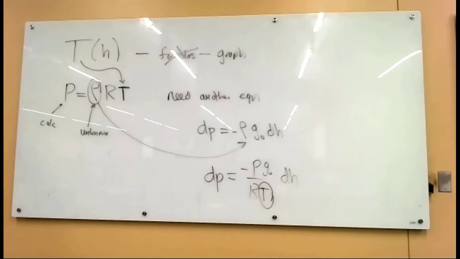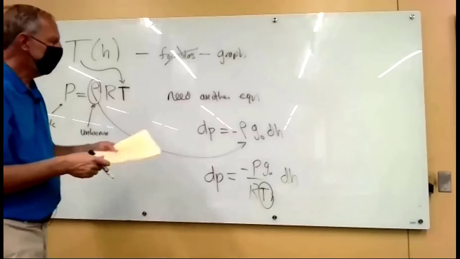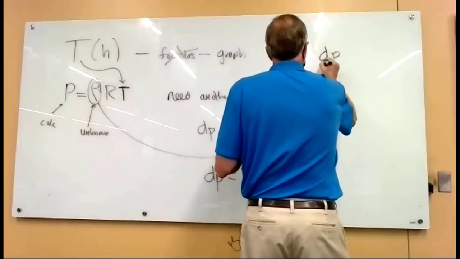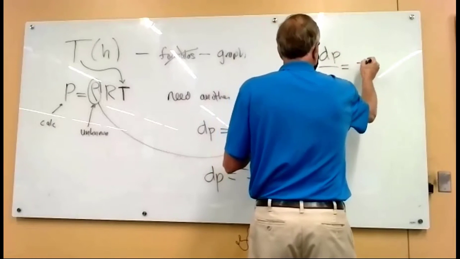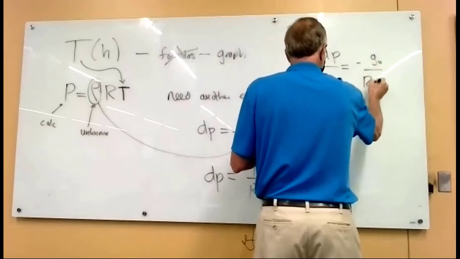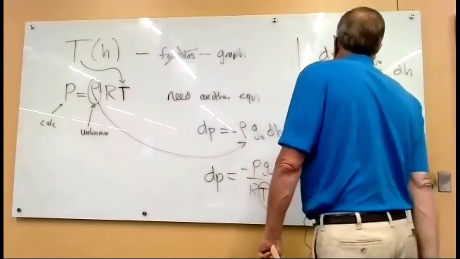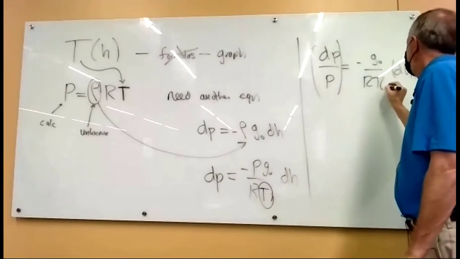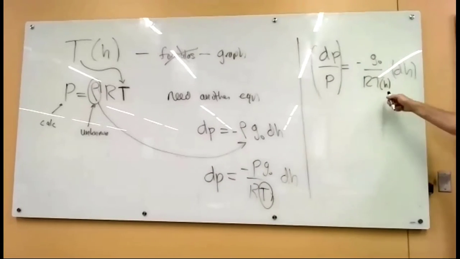Unfortunately, it's a differential equation, but we can solve that. In fact, this is an easy differential equation. You can just integrate both sides of this. So we want to get all the P's on one side and all the H's on the other side so we can integrate. So this side has all the P's and this side just has DH, and temperature is a function of altitude. So all of the H dependencies on this side, all the P's on this side.